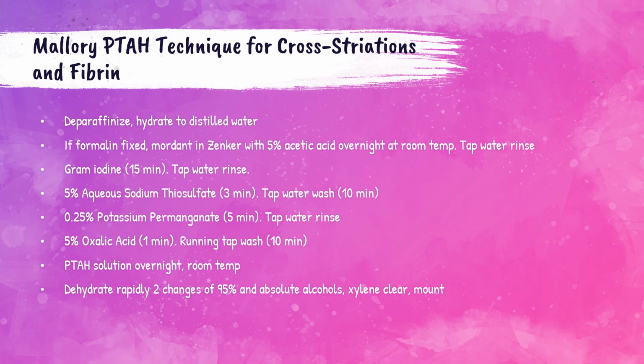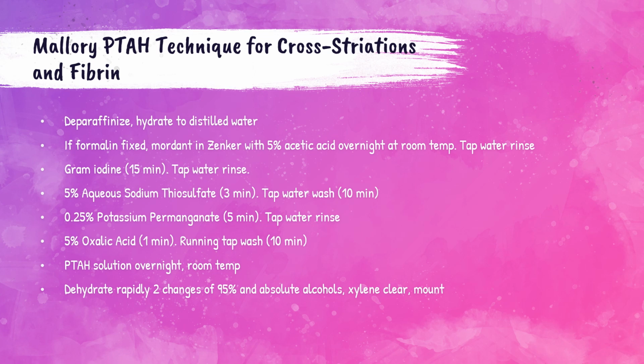To perform the Mallory PTAH technique, tissue needs to be deparaffinized and hydrated to distilled water. If the tissue is formalin fixed, mordant in Zenker with 5% acetic acid overnight at room temperature, then rinse with tap water. Then place in Gram iodine for 15 minutes, then rinse in tap water. After this step, place the tissue section in 5% aqueous sodium thiosulfate for 3 minutes, then wash in tap water for a 10-minute period. After this 10-minute period, place the tissue sections in 0.25% potassium permanganate for 5 minutes.